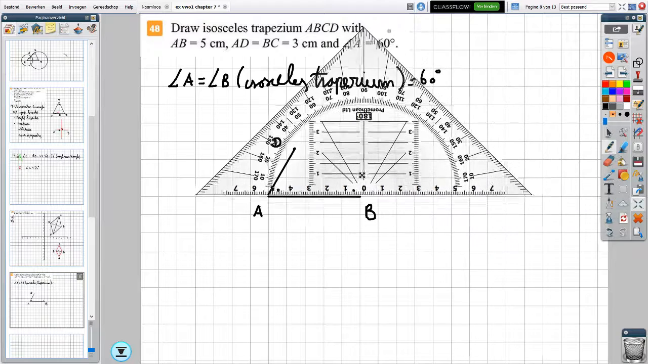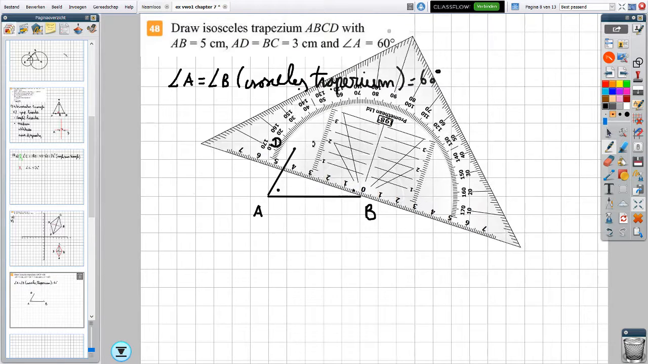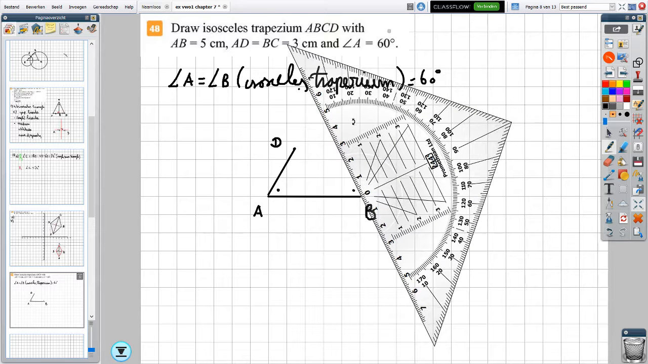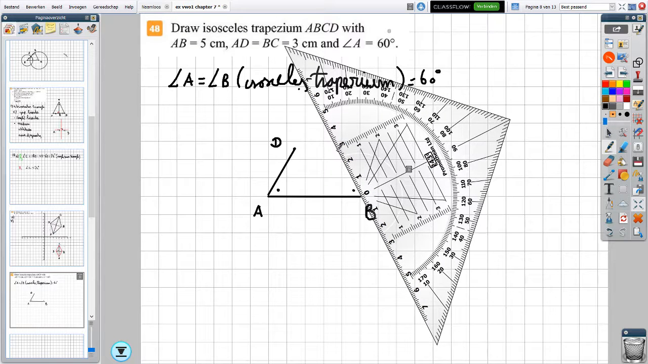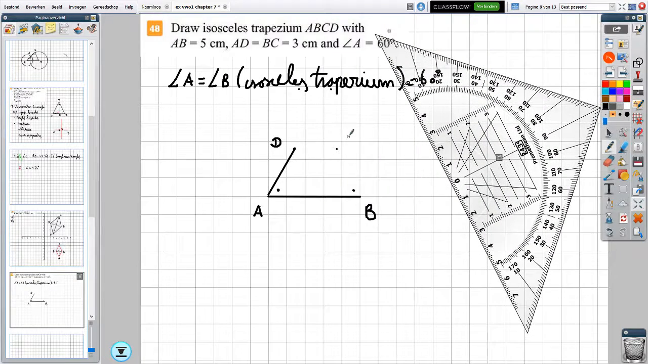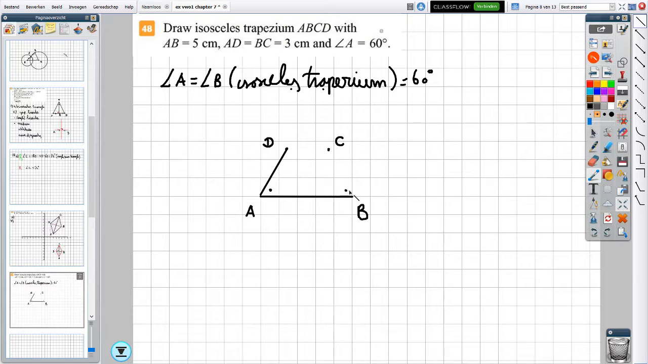So I could now move my protractor to here, measure 60 degrees, which is in that direction, and now measure 3 centimeters, which should give us a point right there. Right? So point C must be here. And then I'm done already, right? Because now I can connect the points A, B, C, D.